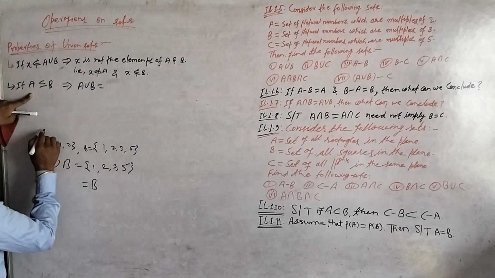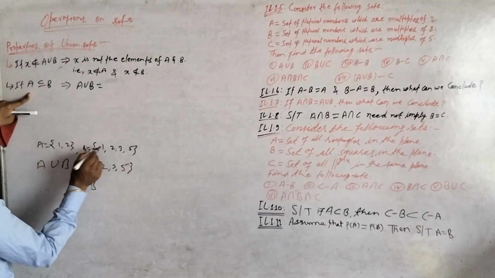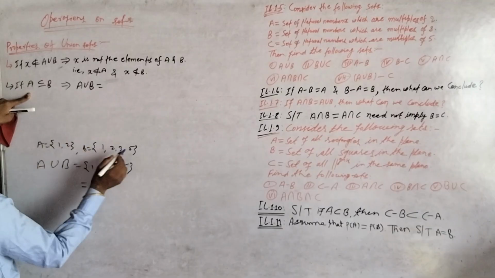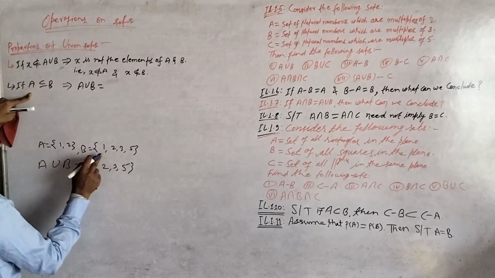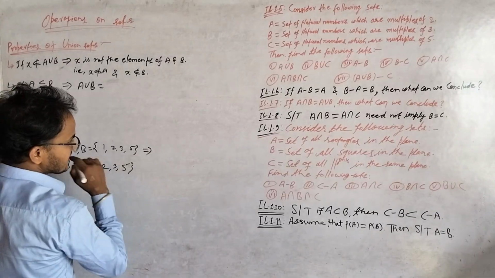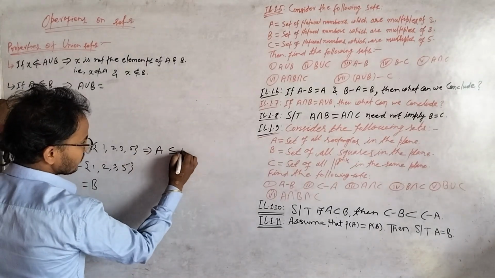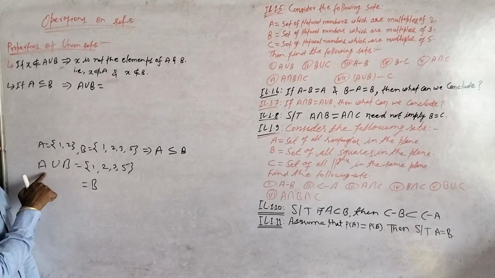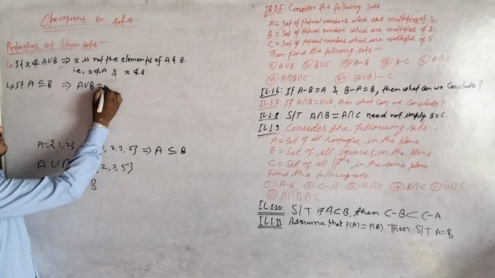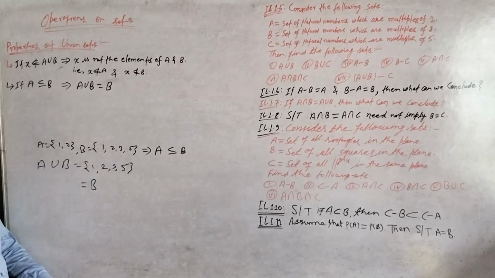So A is a subset of B. Here we see all the elements of set A are contained in set B. This says A is a subset of B, which means A union B is B. So here we write B. Okay.